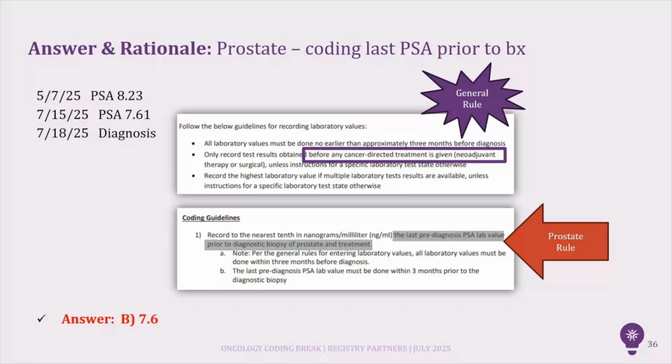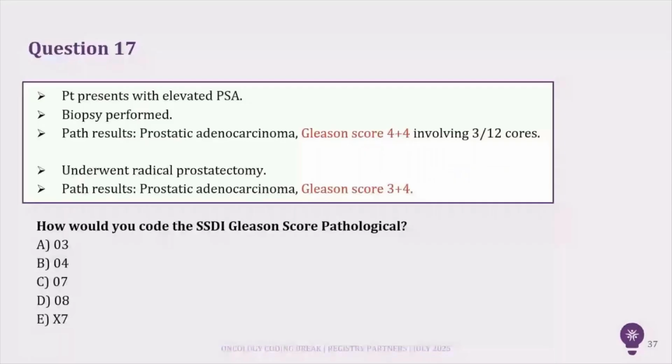Okay, the next one. So now the patient has an elevated PSA, undergoes a biopsy. The path results show Gleason score 4+4. Then the patient goes on to have a radical prostatectomy with Gleason score 3+4. So how are you going to code the Gleason score pathological in this case?